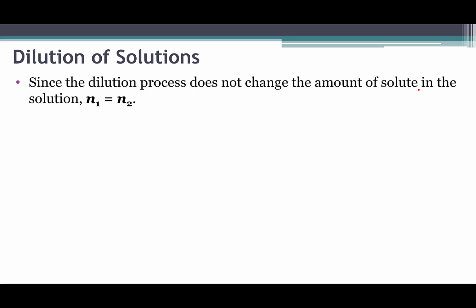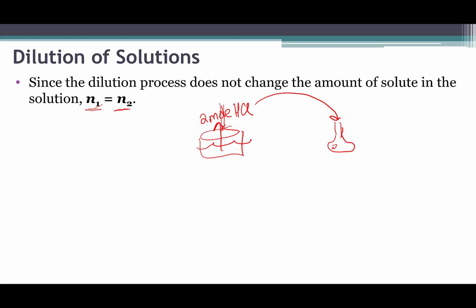Since the dilution process does not change the amount of solute, we can set N1 and N2 equal to each other. So when we take that concentrated solution out, I could take out 2 moles of hydrochloric acid. I am then going to take that 2 moles and put it into a volumetric flask. So in here we'd have 2 moles of the hydrochloric acid, right? And then I simply fill it with water. So I take 2 moles out of my concentrated, I put 2 moles into my diluted. That number of moles doesn't change, it stays the same.